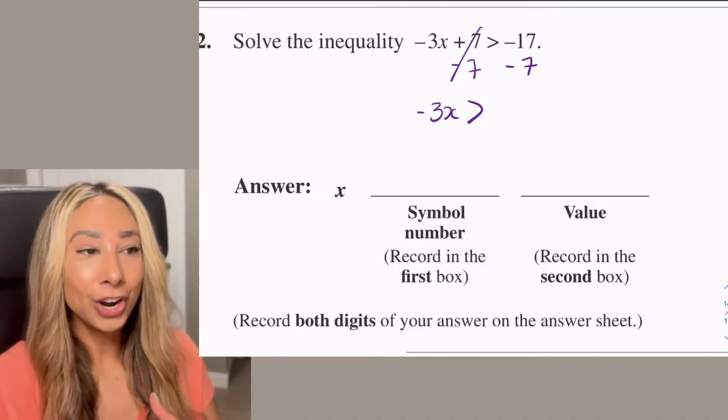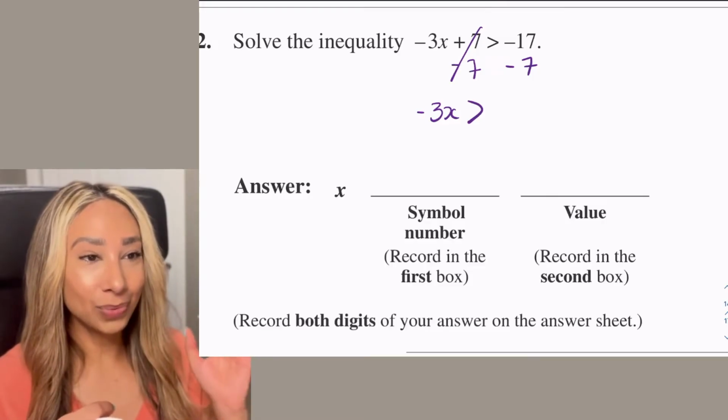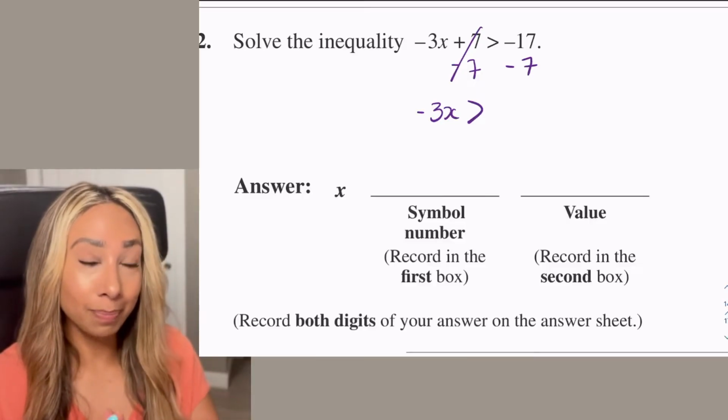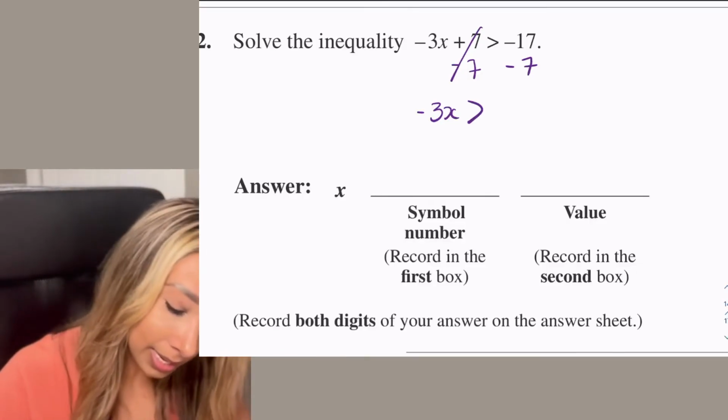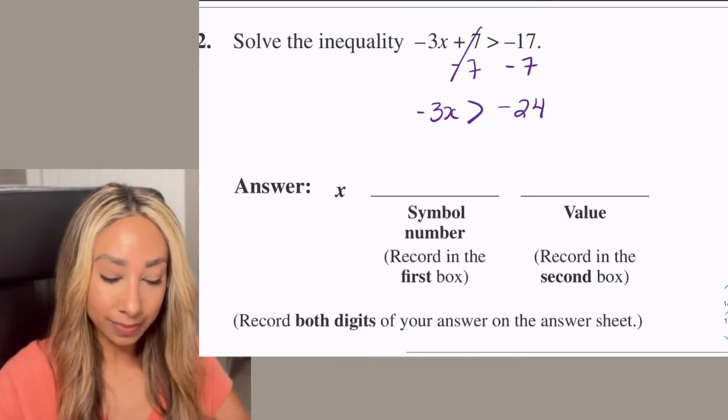So picture algebra tiles if you wish. I'm thinking of 17 red tiles and 7 red tiles. Nothing is going to cancel out. They are going to combine together to give me -24. Okay, so now we have to get x alone.